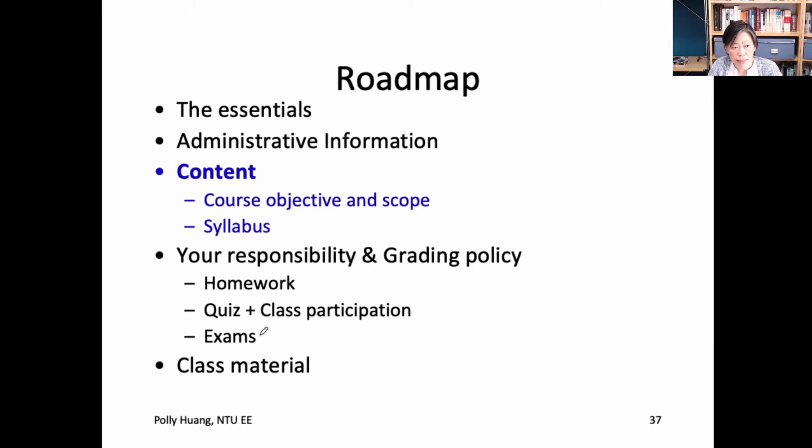Now the content, the technical stuff you'll be learning throughout the semester. I'll start from the objective, what I was looking forward to teaching, and the scope. The internet is huge. Unfortunately, we don't have the time to cover all the technical components composing the internet, so it's going to be a little bit limited. Then I'm going to walk through the schedule throughout the semester, which also serves as a syllabus.